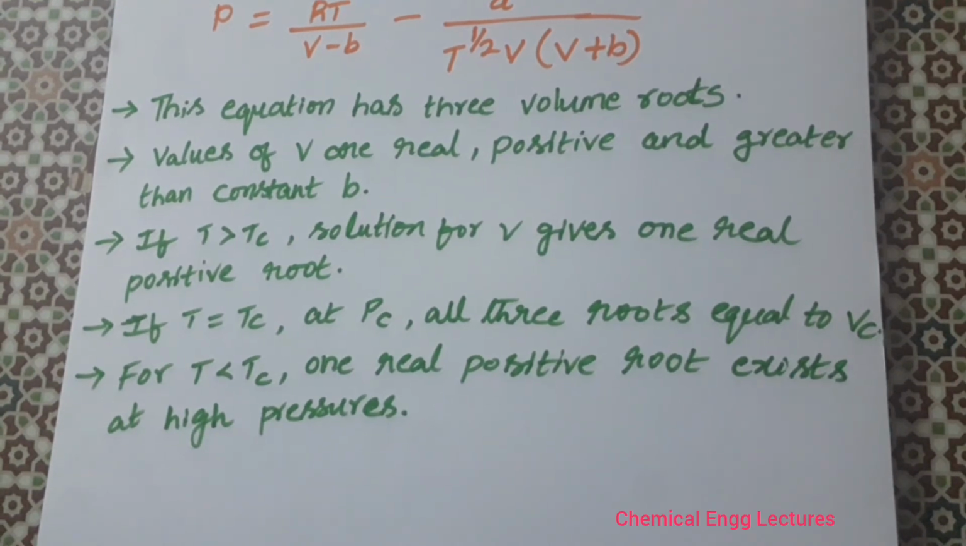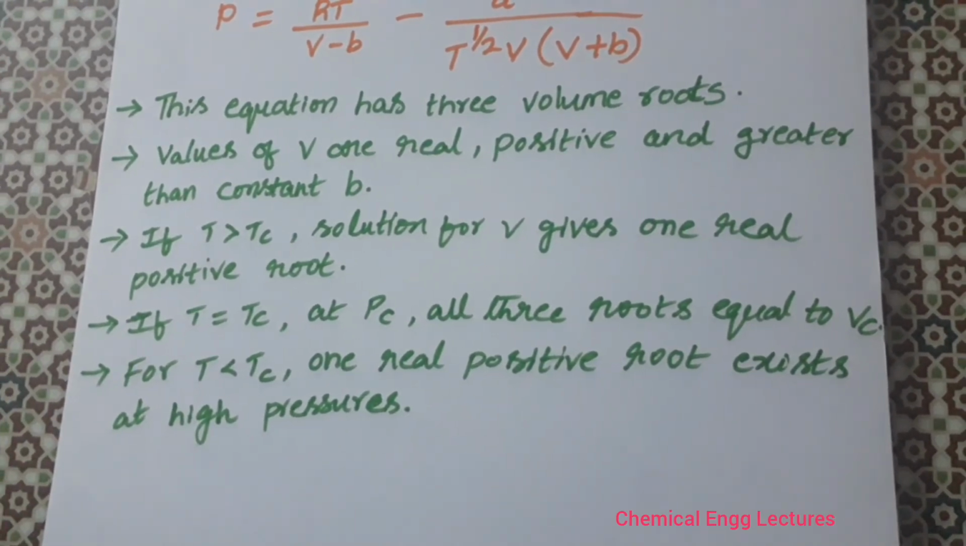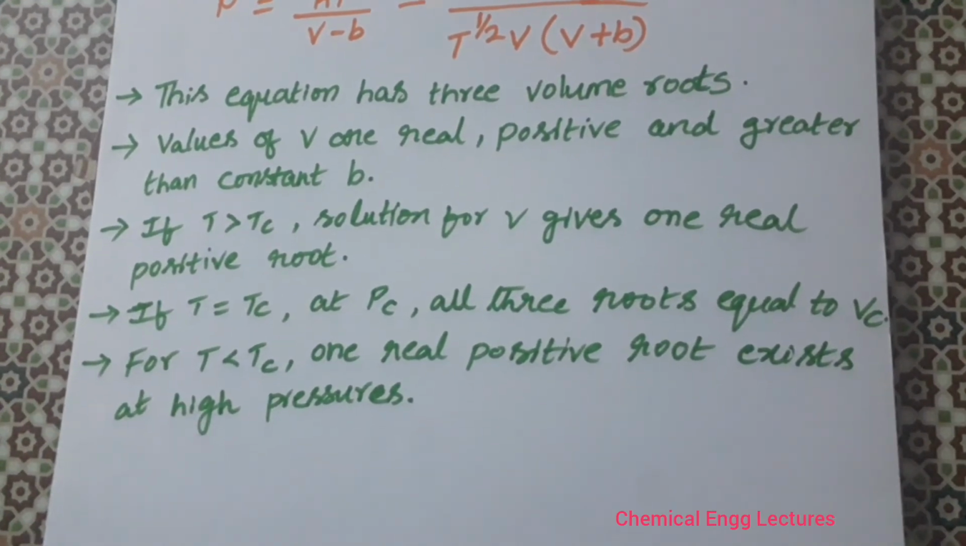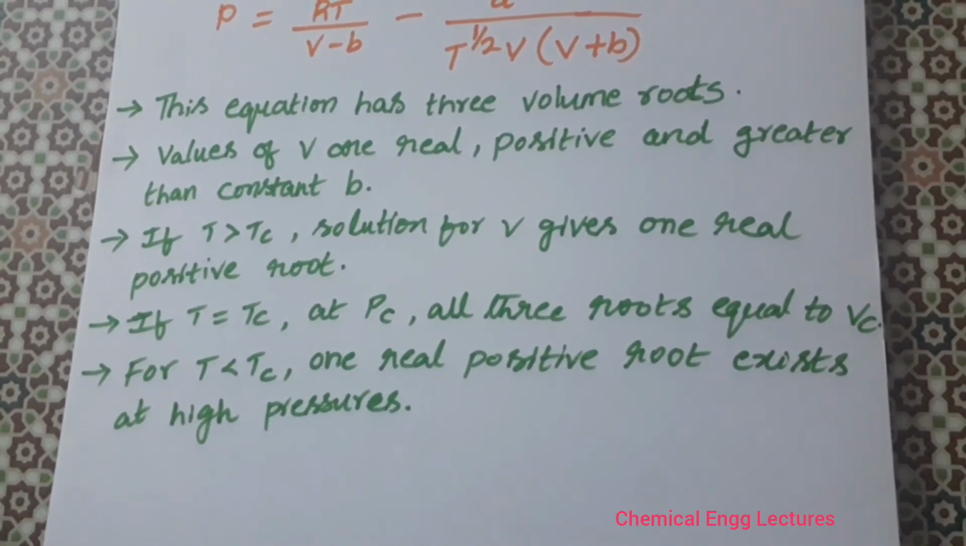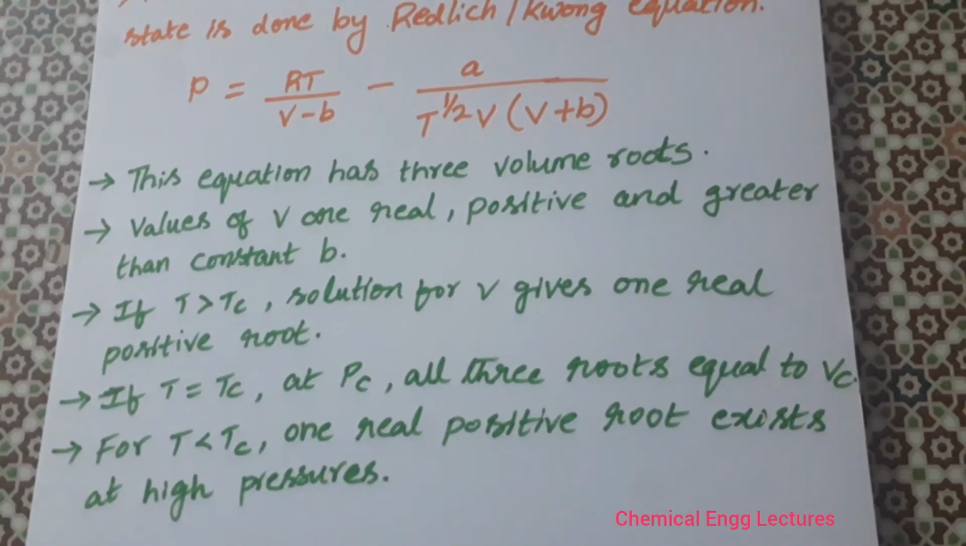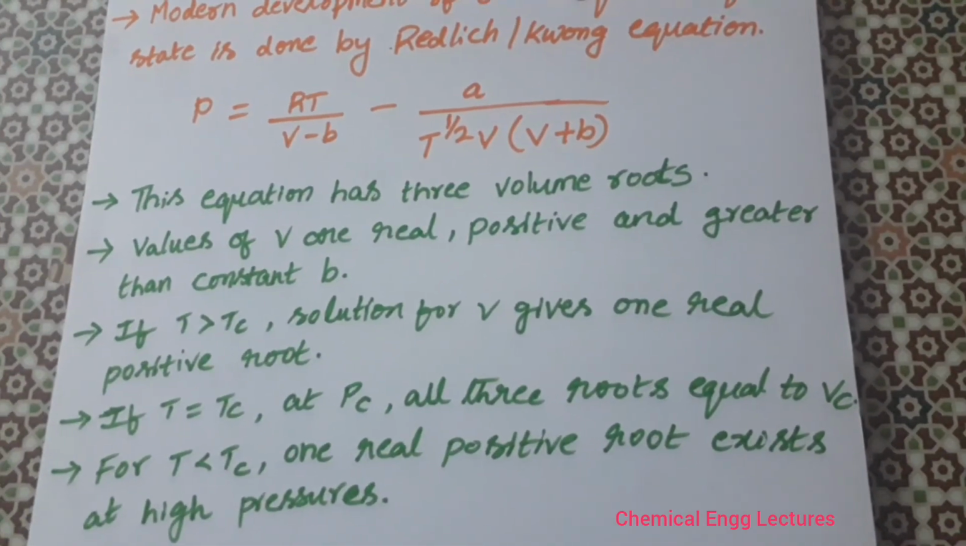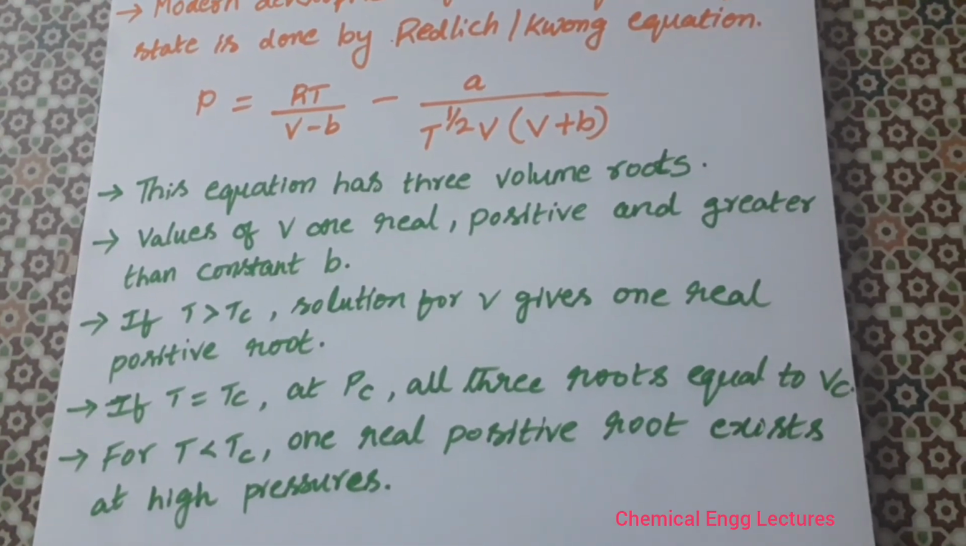Similarly, for T less than Tc, one real positive root exists at higher pressures and at lower pressures you will get three roots. So this is about the Redlich-Kwong equation and van der Waals equation, which we call cubic equations of state.